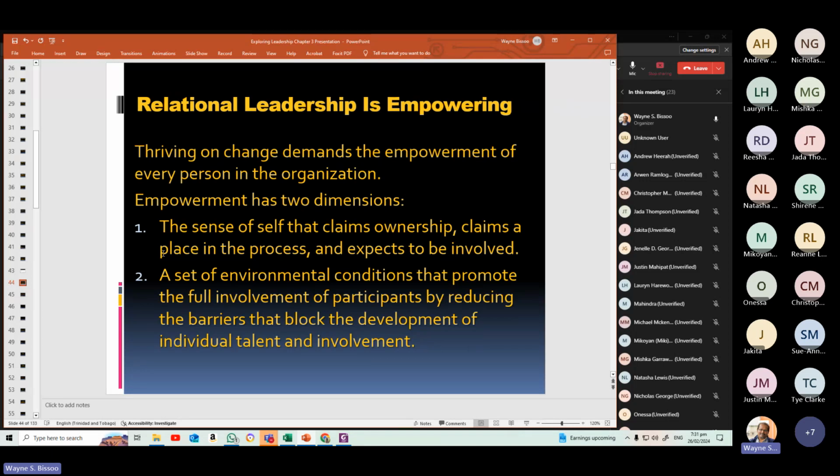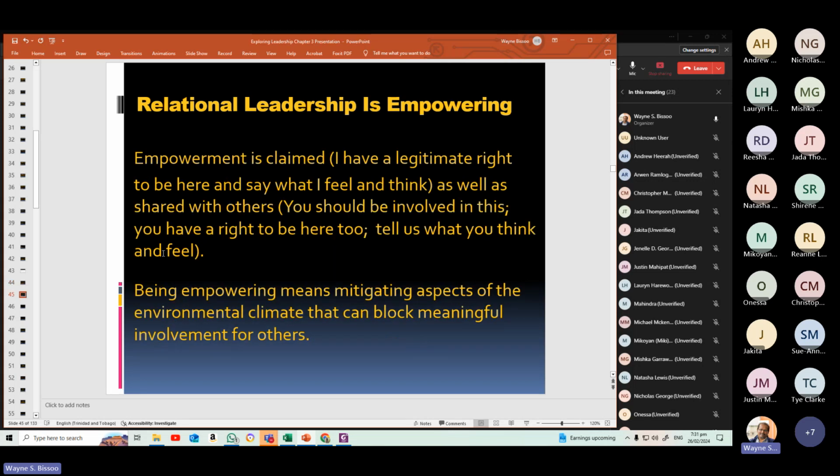And the second element is we have to create the environment that promotes this particular level of involvement and reduce barriers that would prevent that sort of involvement, especially if we're trying to get people with the specific skill sets, energy levels, and ideas to come and get involved. So, two elements. One, we have to create the mindset of ownership. Two, we have to create that environment that encourages it. So, those are the two things that we have to work on across the board when we're talking about empowerment. All right.